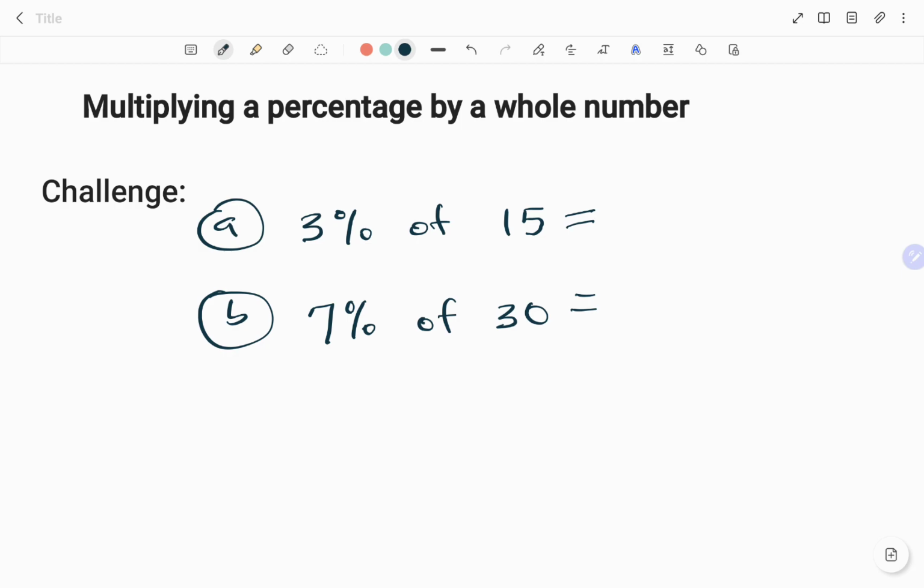For the first one, we will have 9 over 20. And for the second challenge, we're going to have 21 over 10, which we can further change into a mixed number, 2 whole number, 1 over 10.